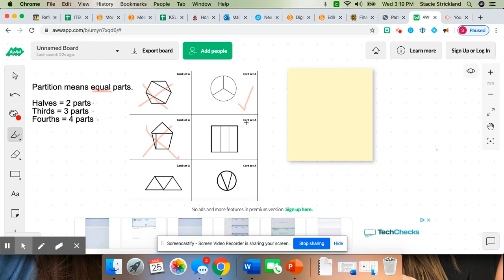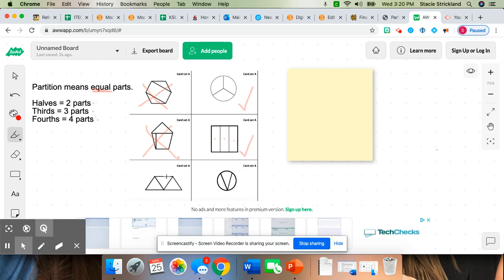Let's look at the next one. I see 4 sides and 4 vertices, and I notice that these sides are all the same length, which tells me that even though I know I'm looking at a quadrilateral, I know I'm looking at a square because the square has 4 right angles and 4 equal sides. So looking at this square and all of the parts, it looks like all 3 of the parts are equal, and since there's 1, 2, 3, that means it's equally partitioned into thirds.